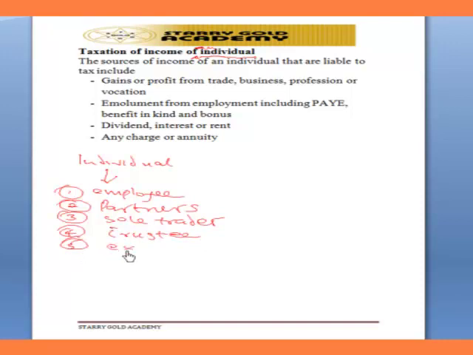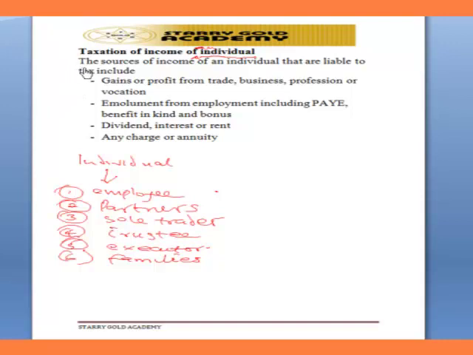five, an executor. You've heard this before in the last lecture. I mentioned a trustee, I mentioned executor, and then families. These are persons that make up an individual. Right now, they're liable to tax on their income. What makes up their income? What is the source of income? We'll look at it very soon.